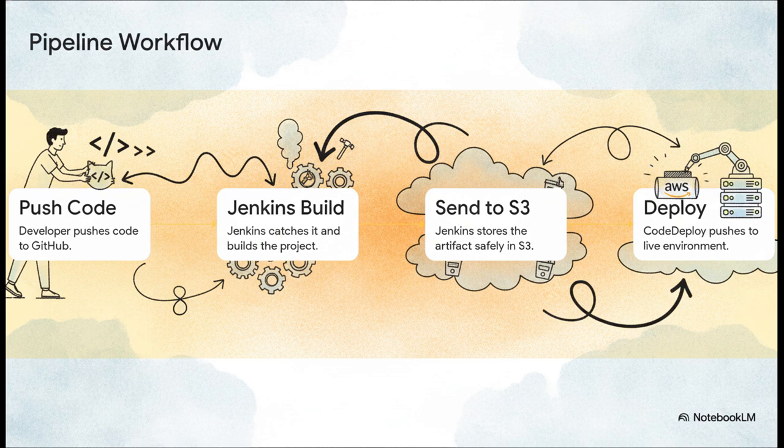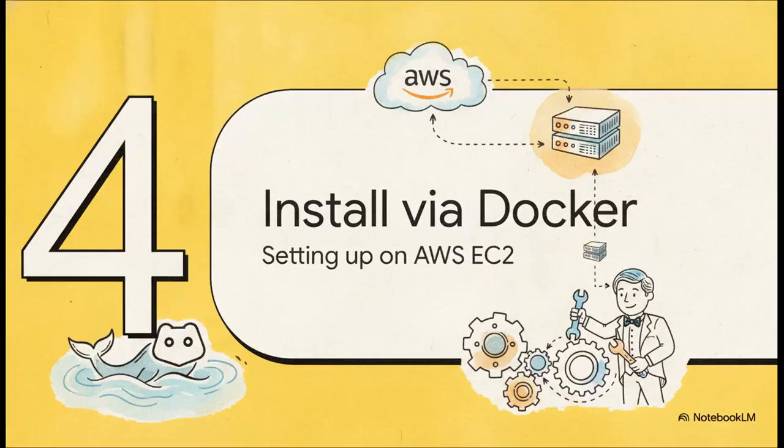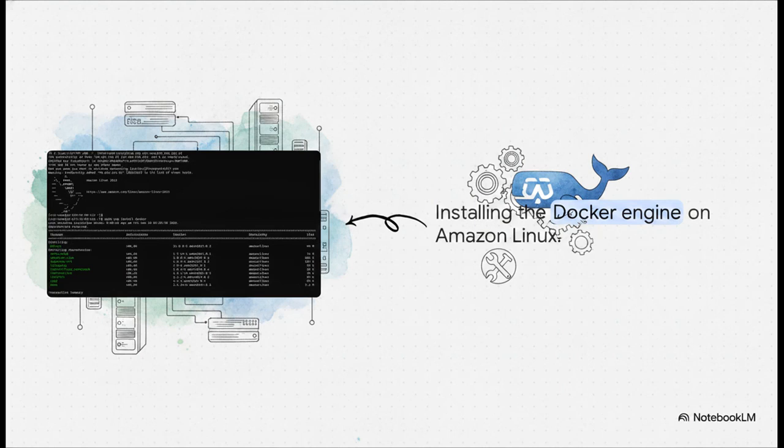It's seamless, it's automated, and it's just beautiful. Which brings us to Section 4, installing Jenkins via Docker. Okay, it's time to get our hands dirty. Let's actually set this infrastructure up on an Amazon EC2 instance.